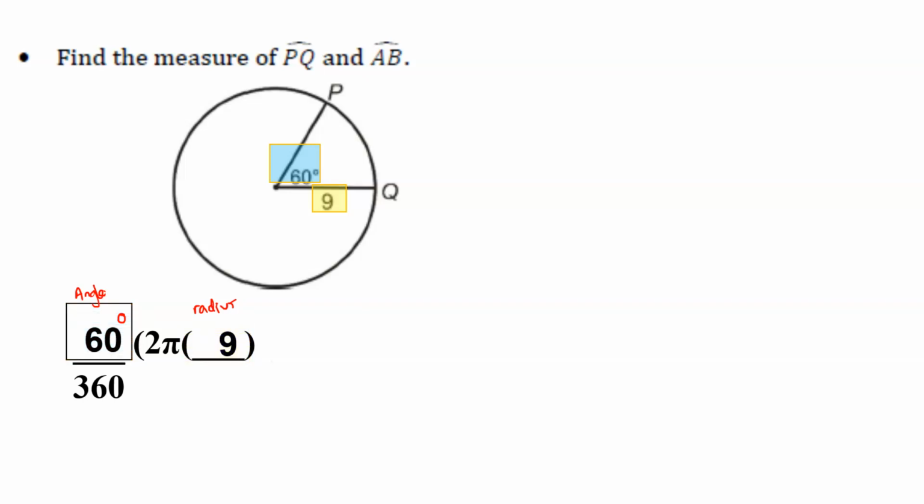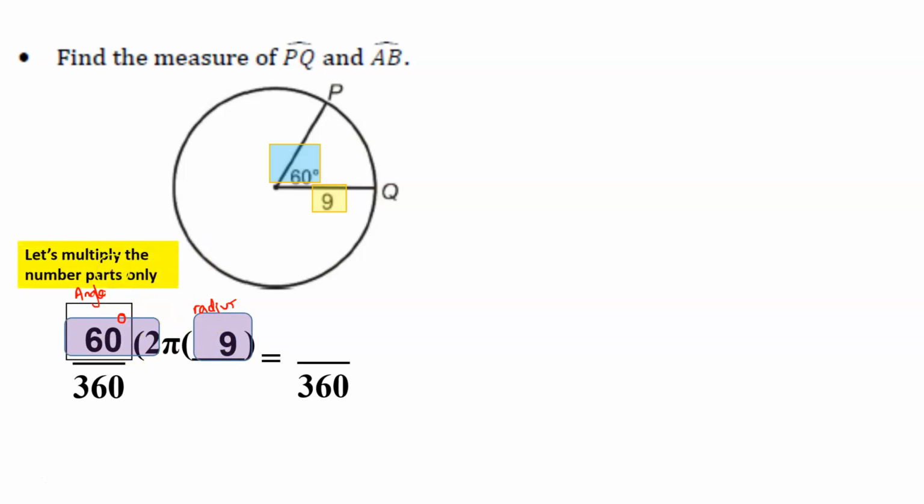You're like, now what? So what we're going to do is keep that 360, which is on the denominator side, and multiply out all the numbers highlighted in purple. So let's multiply the number parts of our problem, 60 and 2 and 9. Go ahead and take a moment, pause, and do that now. And unpause. By the way, notice we're still going to keep that pi symbol. He's still there.